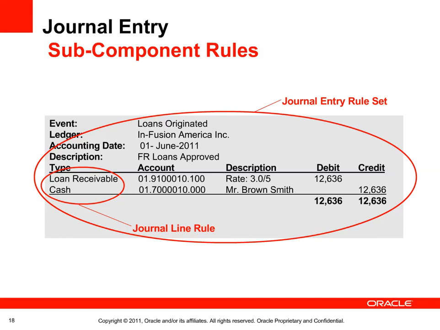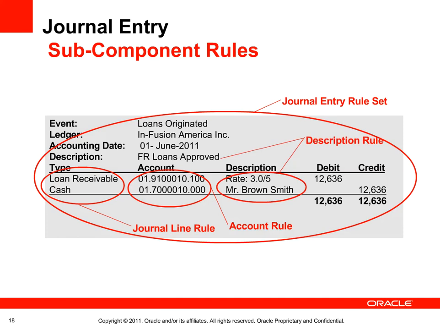The journal line rule determines how each of the debit and credit lines will be created. The account rule determines the account combination to which the debit and credit lines will be booked. The description rule determines what descriptive information is to be stored on a journal entry header or line.